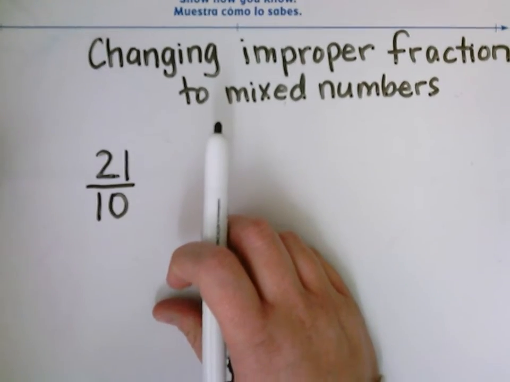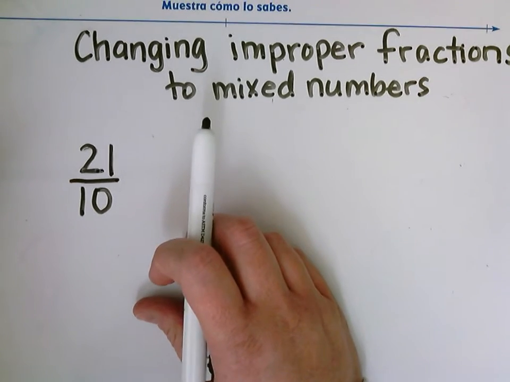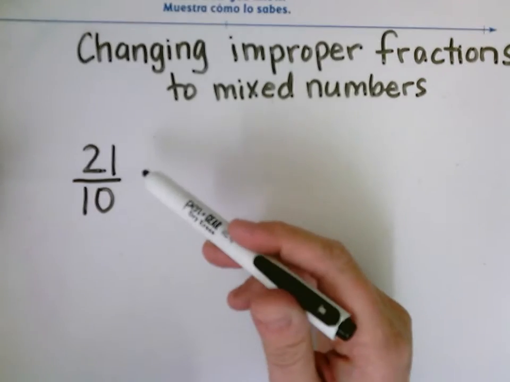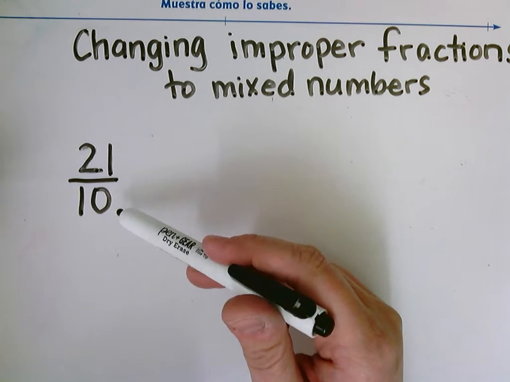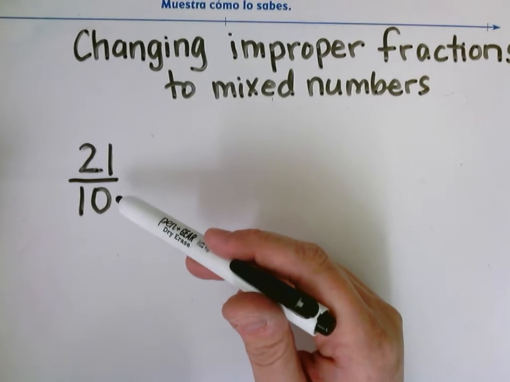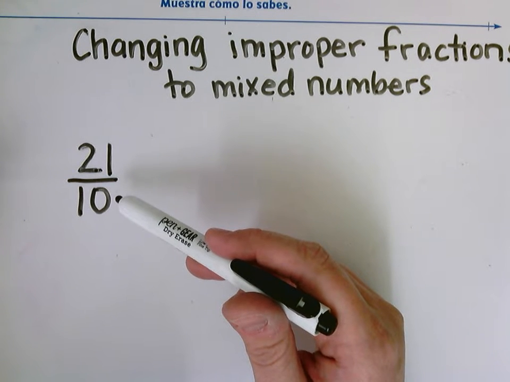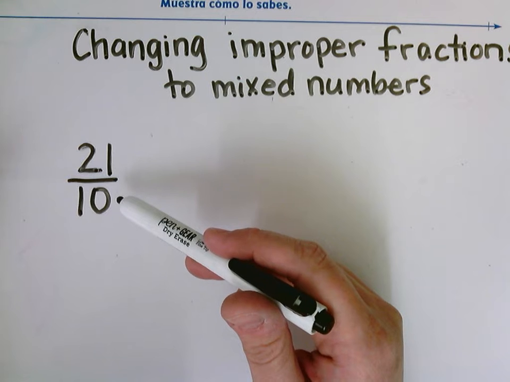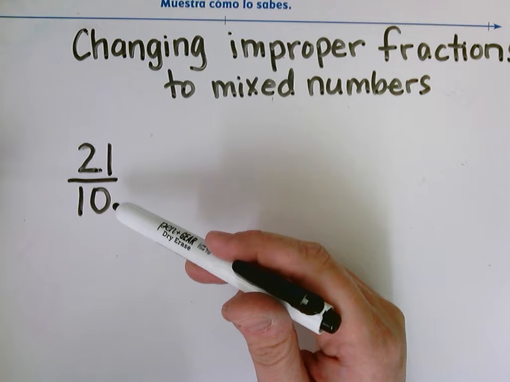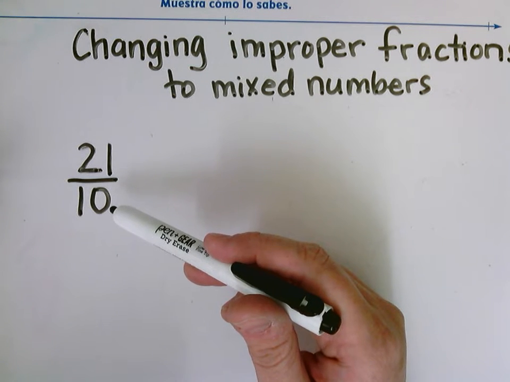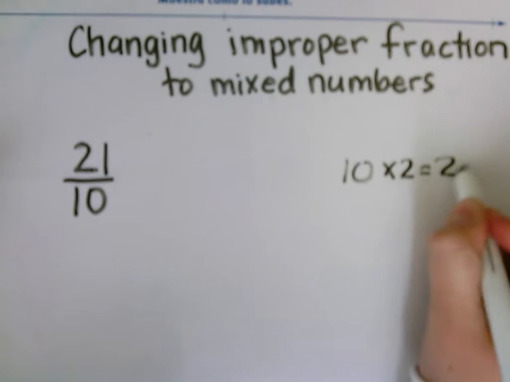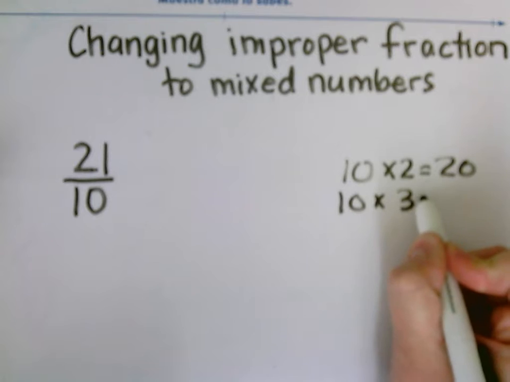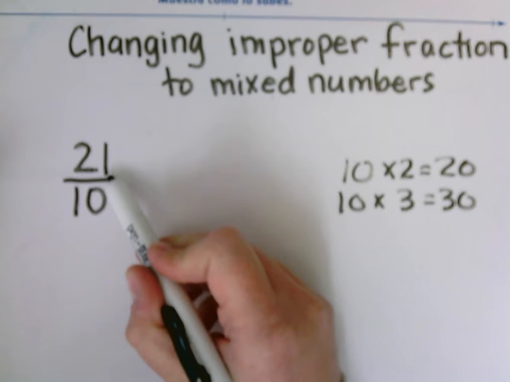Okay, so how I do that, and if you remember me saying in class before, every fraction is really a division problem. All right, so this is really 21 divided by 10. So I want to think, well, how many groups of 10 can I get from 21? So I can think 21 divided by 10, or I can think, well, 10 times 2 is 20. 10 times 3 is 30. That's too many, right? I'm trying to get to 21. So I'm not going to use that.